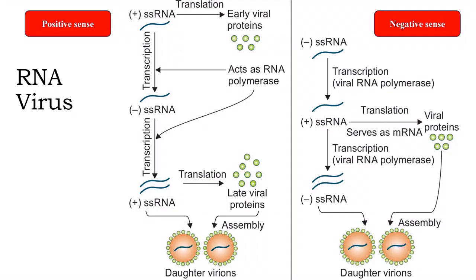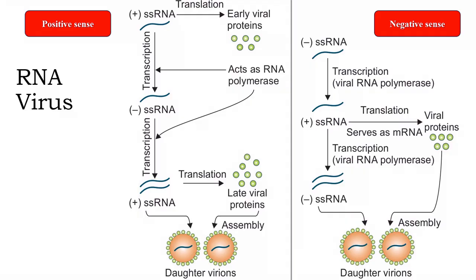The negative sense RNA, what happens? There's a transcription using viral RNA polymerase, so positive sense RNA is formed. This will lead to translation of viral proteins, which will also serve as mRNA. Then the next process will be a transcription using viral RNA polymerase to give rise to negative sense RNA. The whole thing is assembled and the next generation of viruses are formed.